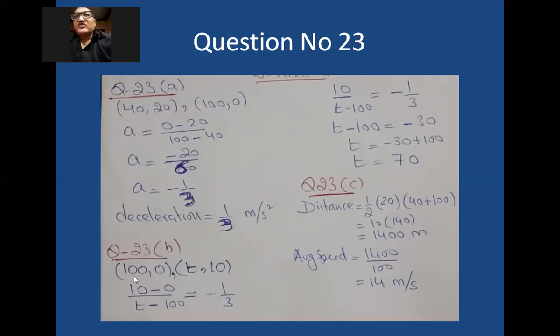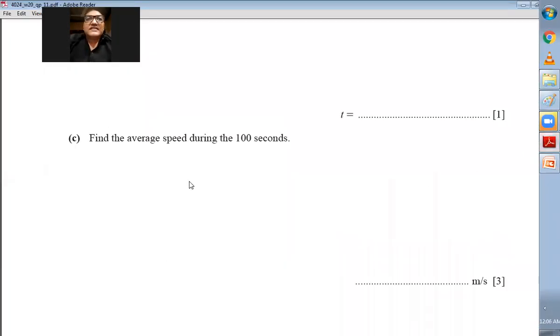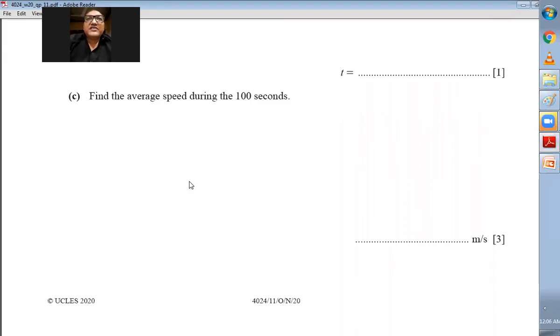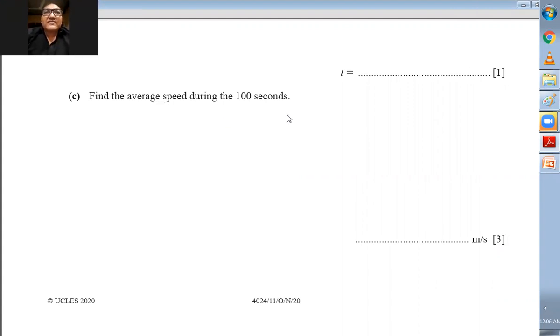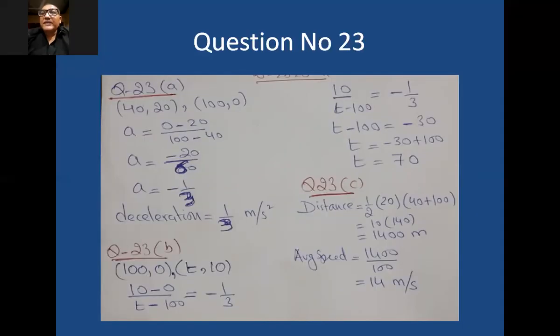Okay, the next question, C part. What's the C part? The C part is to find the average speed during the 100 seconds. He wants you to find out the average speed during the 100 seconds. Let me show you. Average speed is very simple. The formula for the average speed is the total distance traveled divided by the total time taken.